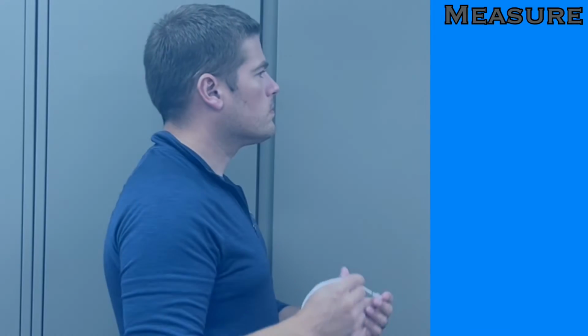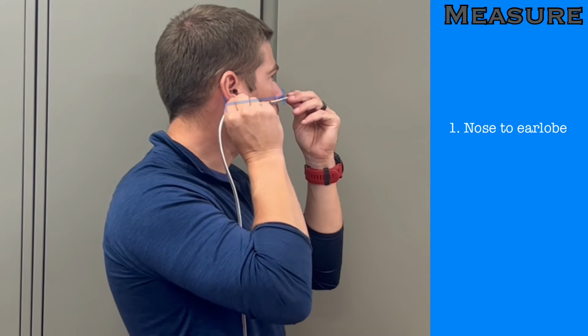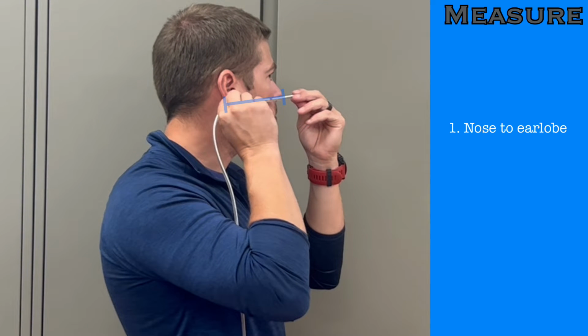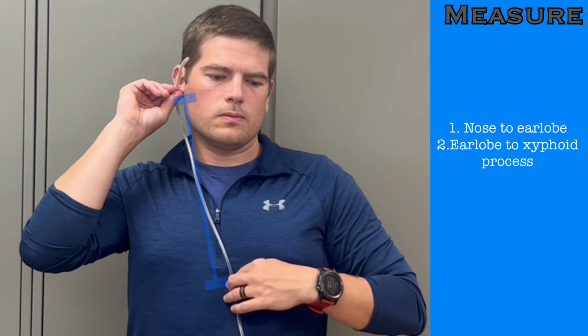You need to measure the distance from the nose to the stomach. Do this by taking the tip of the NG tube and holding it at the tip of the patient's nose. Stretch the tube to the patient's earlobe, and then from the earlobe to the xiphoid process.